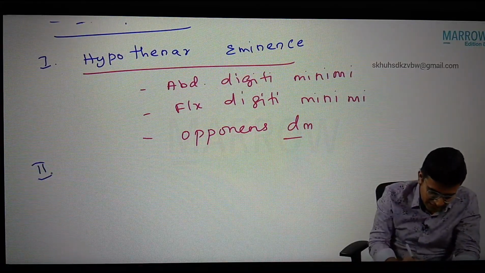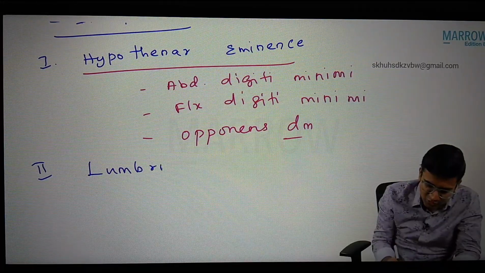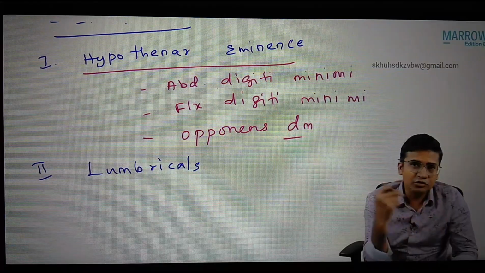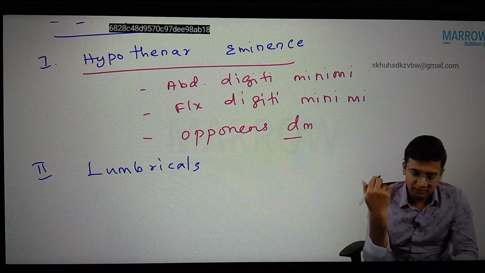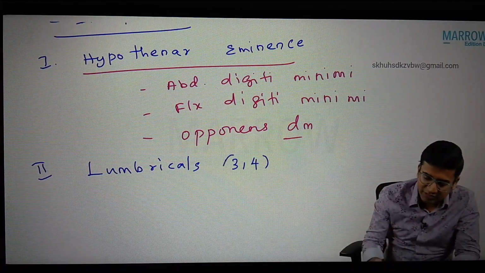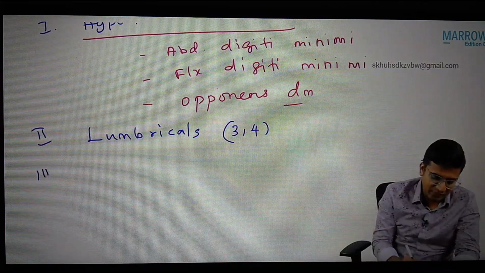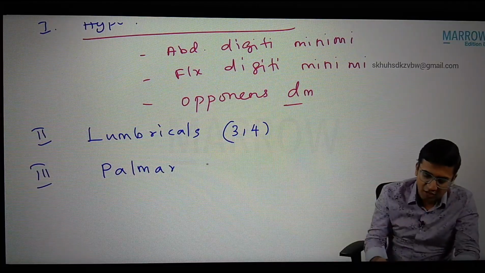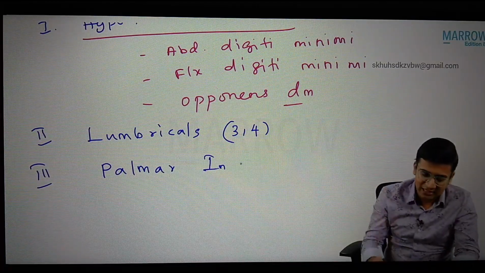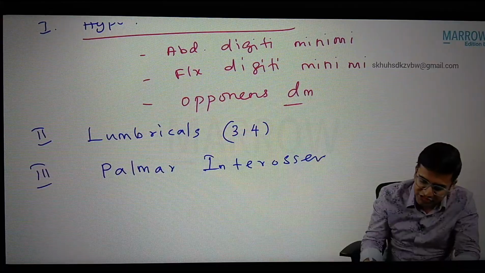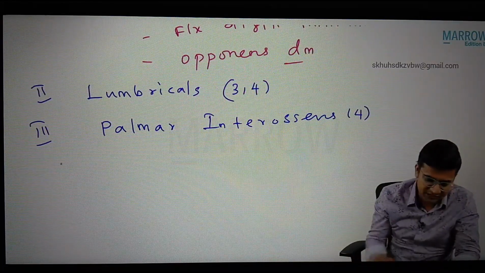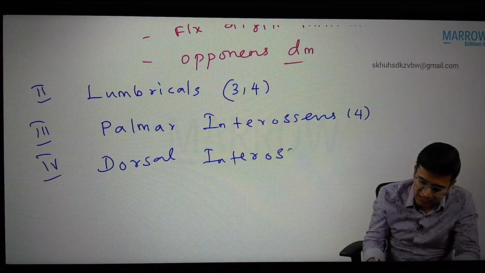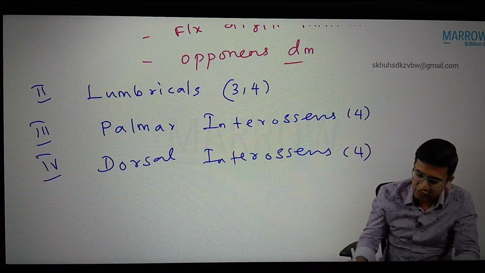Okay. Then lumbricals. Totally we have four in number. Now, the lateral two lumbricals, 1 and 2, are supplied by the median nerve. So, the 3rd and 4th lumbricals are supplied by the ulnar nerve. And then palmar interosseous and dorsal interosseous, all of them are supplied by ulnar nerve only. Again, we have 4 palmar interosseous and 4 dorsal interosseous.